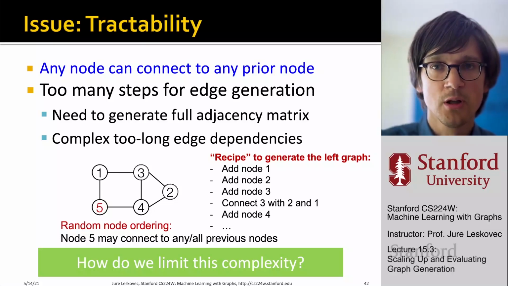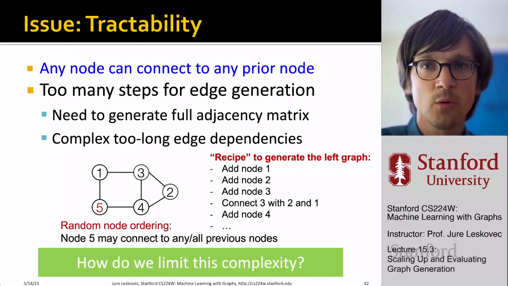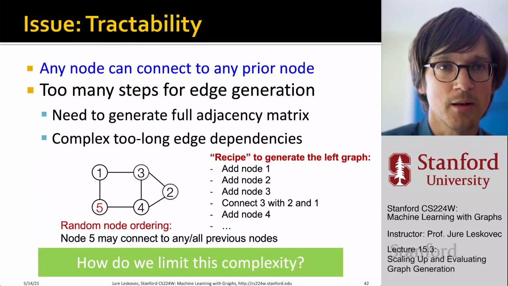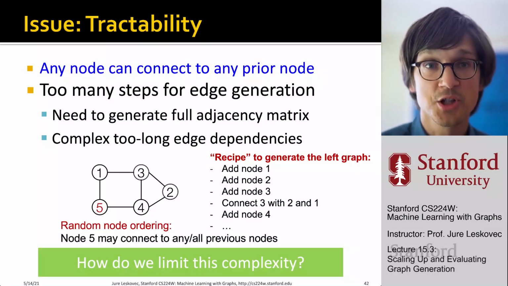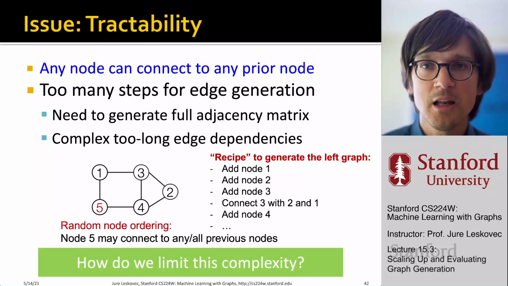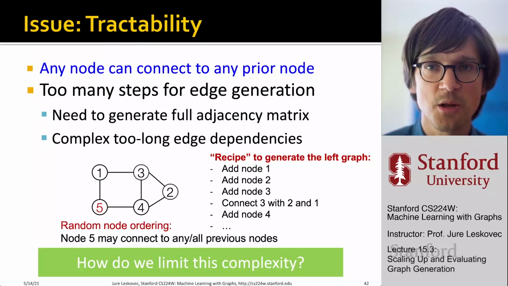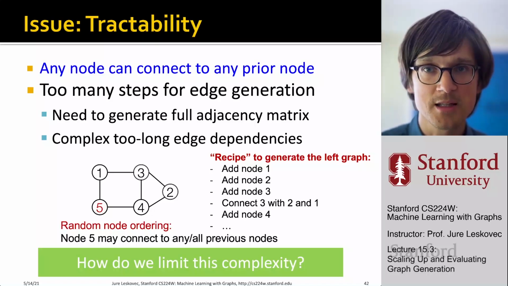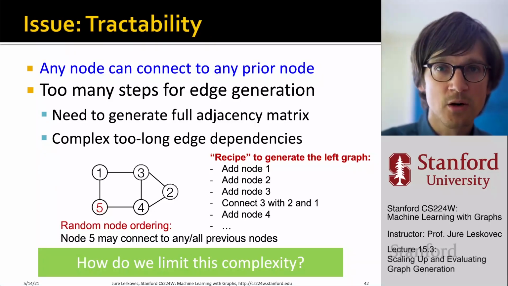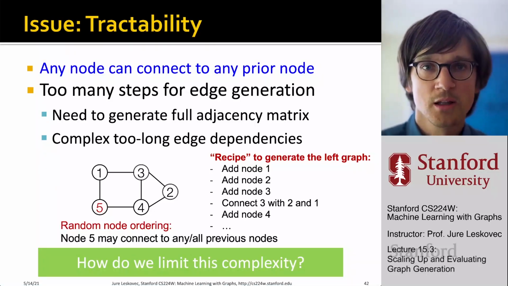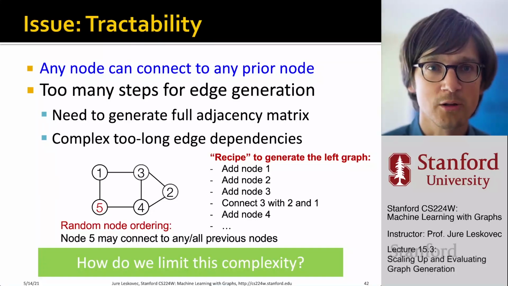Does it link to node 999, 998, all the way down to node, let's say, number 1, right? So this would mean that in principle we need to generate a full adjacency matrix. And this is complex and leads to very long-range edge dependencies, because the model needs to memorize a lot in terms of what previous nodes were added and which previous nodes a new node wants to connect to, right?